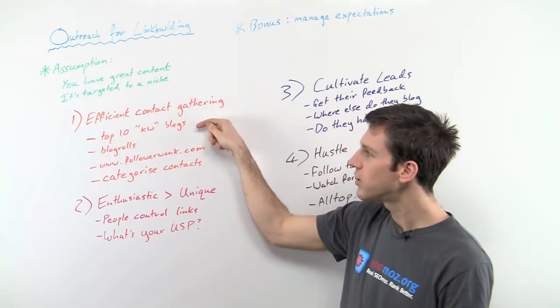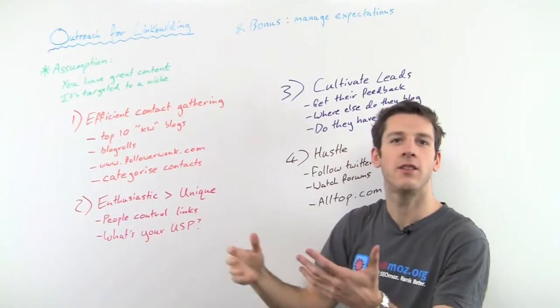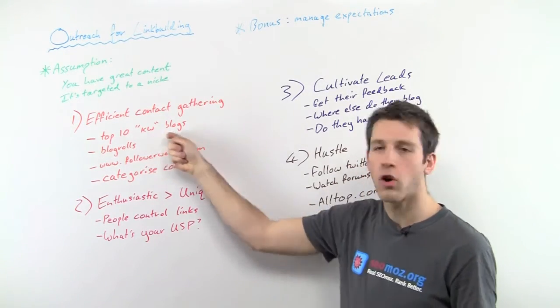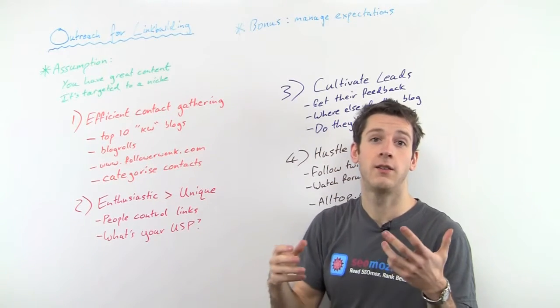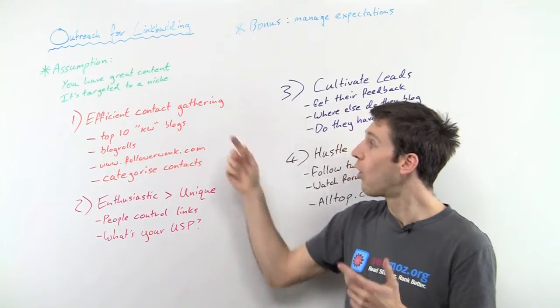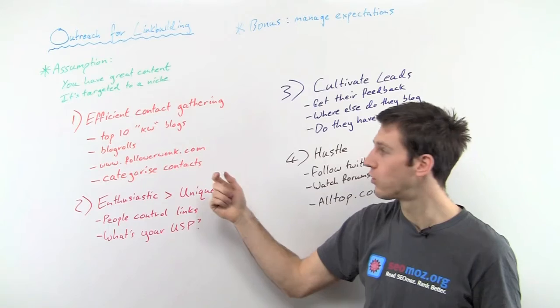There's the usual stuff that you can do. You can run some Google searches for things like top 10 blogs about your niche. So let's say it's photography. You can run top 10 photography blogs. Run a search like that and you're going to end up with lots of blog posts and articles talking about what the top blogs are in that niche. You can go through and find those. That's obviously a great source.